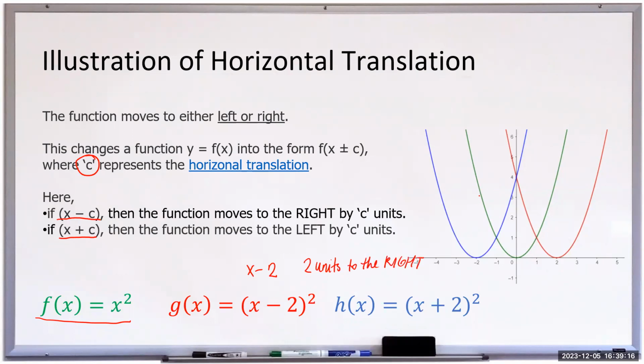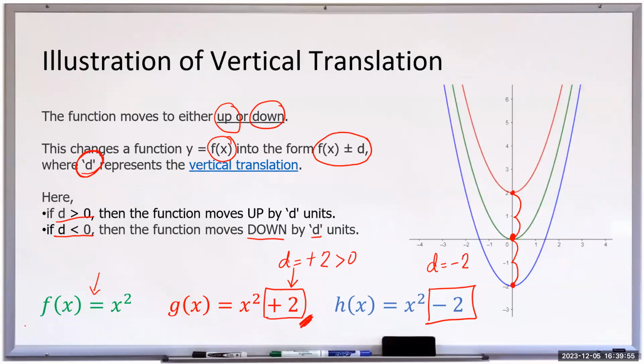Okay, so that's why from the green parent function, to obtain the red one, we move 2 units to the right. Okay, and for h of x, you have here x plus 2. Therefore, by the rule, this is a movement 2 units to the left. That's why from the green one, we moved 2 units to the left. Okay? So that's for horizontal translation and vertical translation.